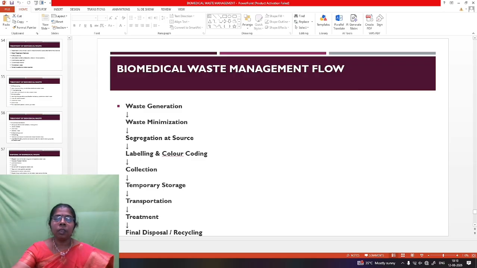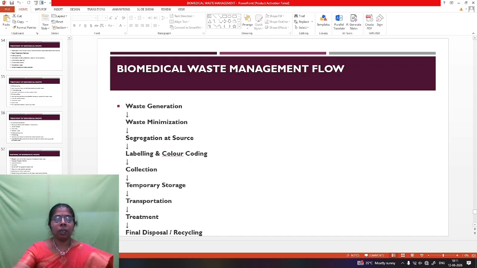So this is about the flow chart in biomedical waste management. First, the waste is generated, and for the generated waste, we can minimize it by using waste minimization methods, and segregation or separation of the waste at the source itself. Next one is labeling and color coding the waste based on the types of waste. We have to label and put it in the separate container, that is yellow, red, white and blue, and collect the waste. Next you temporarily store the waste and transport the waste by means of vehicles on short routes, treat the waste by means of many methods, and finally dispose or recycle the waste. This is the biomedical waste management flow chart from the waste generation up to the final disposal or recycling of the waste.